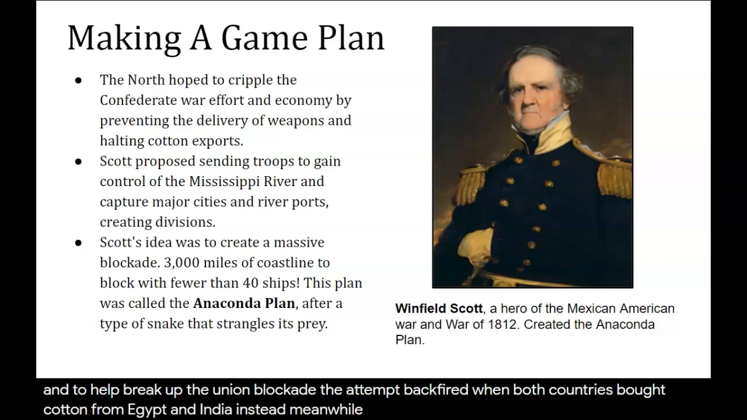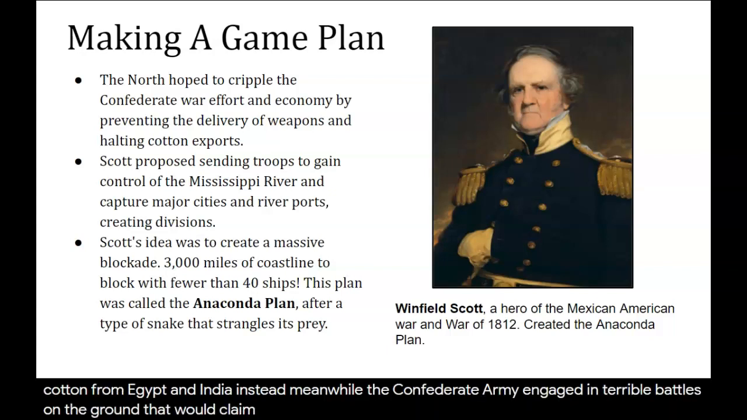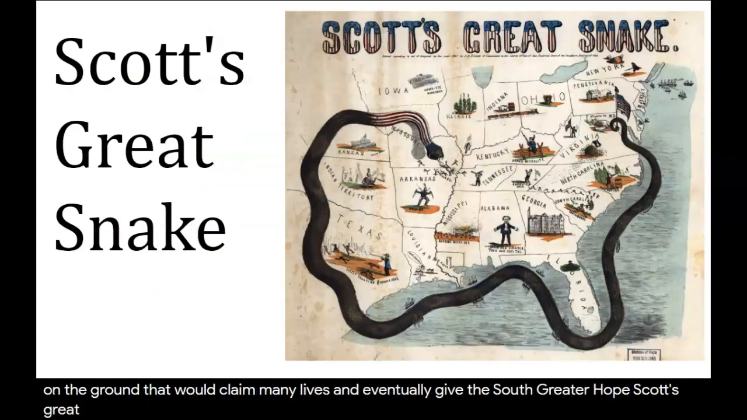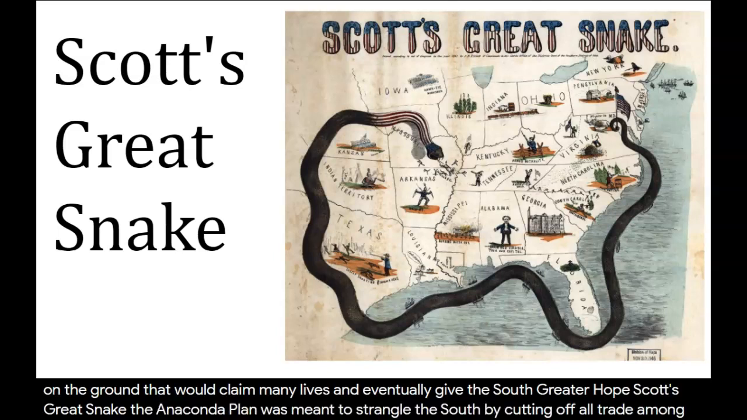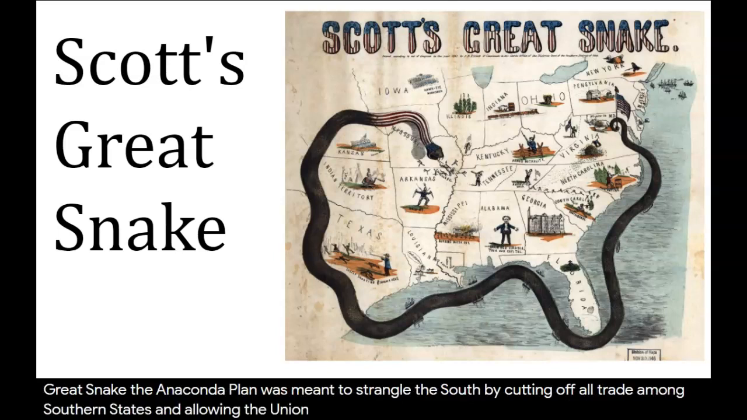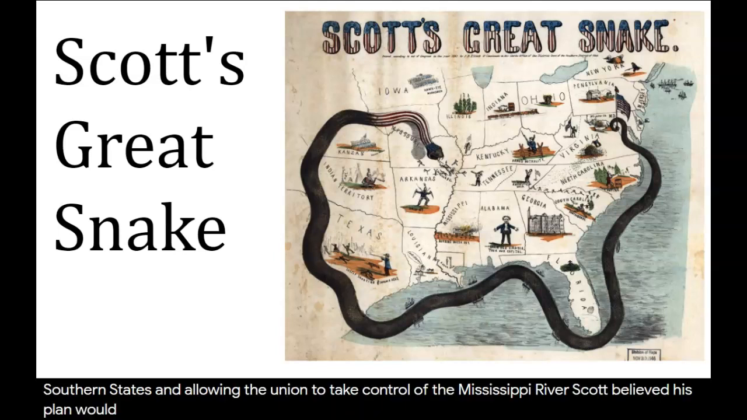Meanwhile, the Confederate Army engaged in terrible battles on the ground that would claim many lives and eventually give the South greater hope. Scott's Great Snake. The Anaconda Plan was meant to strangle the South by cutting off all trade among Southern states and allowing the Union to take control of the Mississippi River. Scott believed his plan would put an early end to the war and limit the number of casualties.